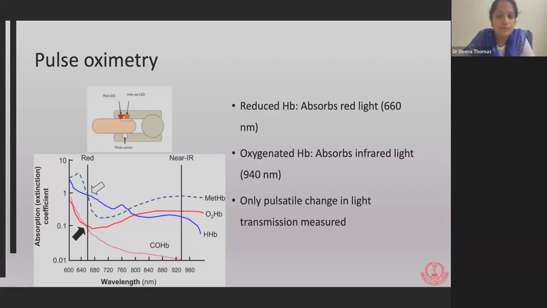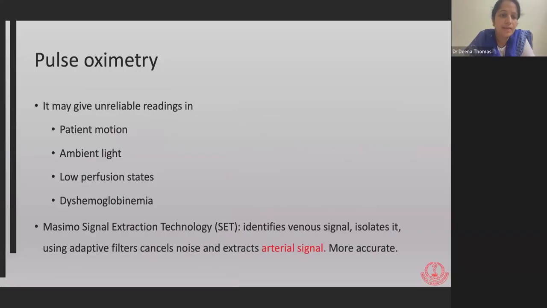It takes care that only pulsatile changes in light transmission are measured, because that gives you the value of the arterial pulse. It may give unreliable readings with patient motion when the baby is moving too much, with ambient light in case of phototherapy, in low perfusion states, and when there is dyshemoglobinemia.